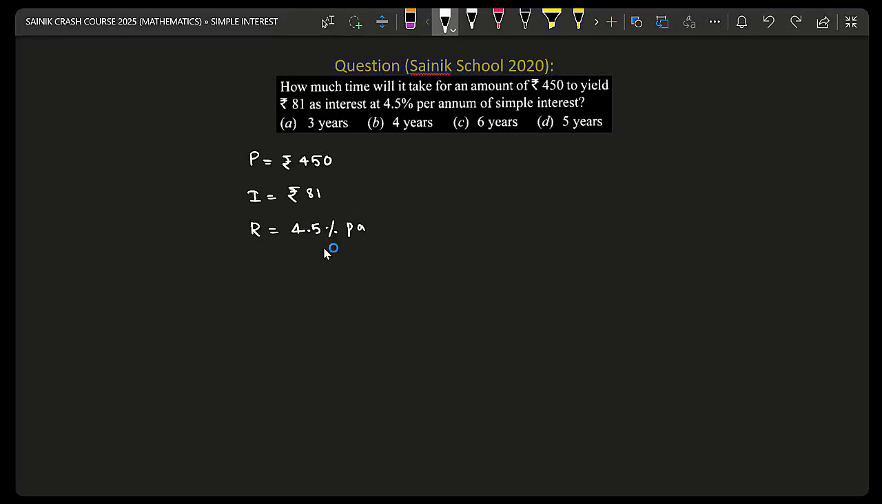SI is equals to PTR by 100. Yes, we know the formula. Simple interest is equal to PTR by 100. Now known values you substitute, unknown value you find by transposition method. I value 81 and principal 450 rupees and time period we don't know. Can I write T only? Yes, sir. Rate of interest? 4.5% per annum. Very good. By 100. Now I want the value of T. Sir, cancel. 0, 0. And sir, point and 10 cancel.